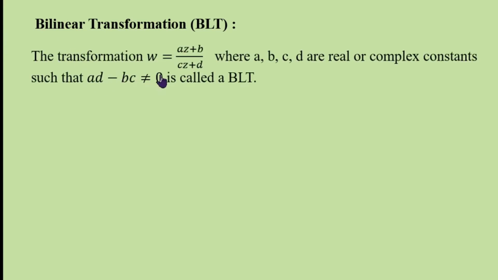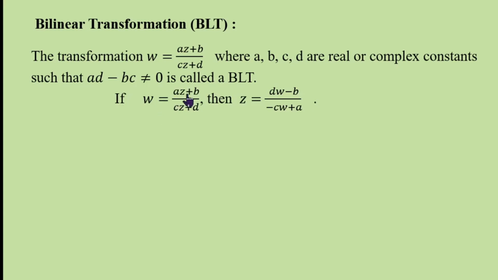The transformation W equal to (AZ plus B) by (CZ plus D), where A, B, C, D are real or complex constants such that AD minus BC is non-zero, is called bilinear transformation, or in short form BLT.